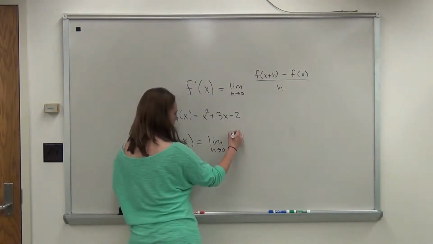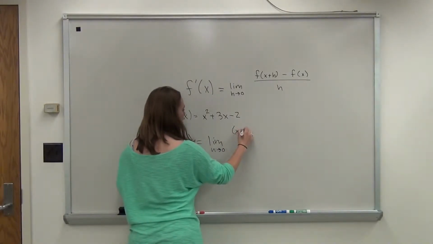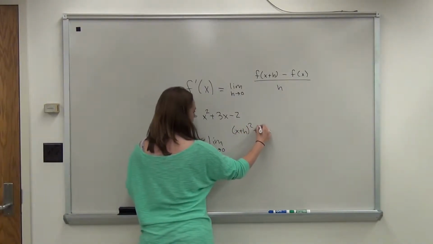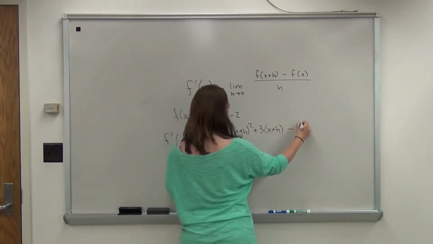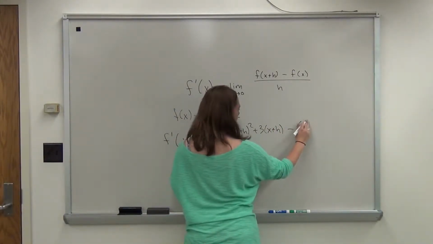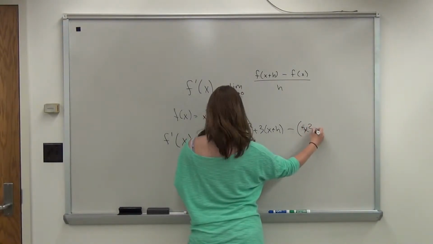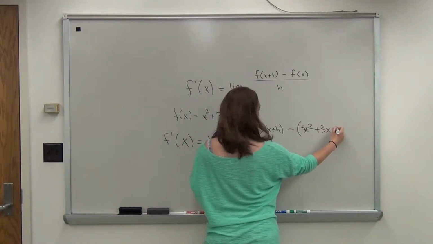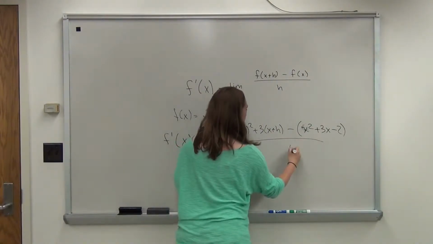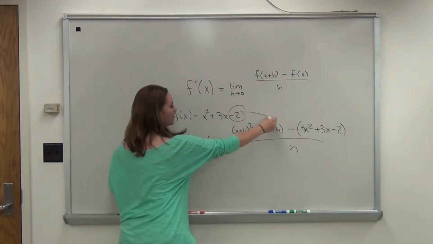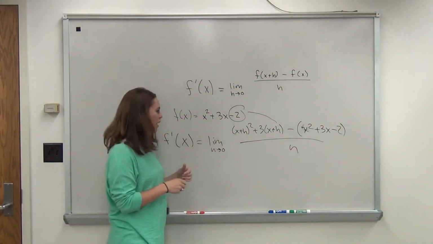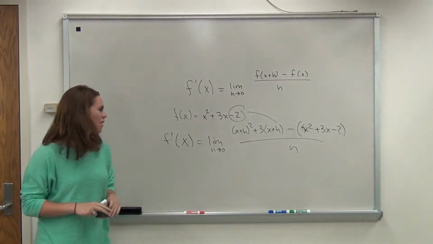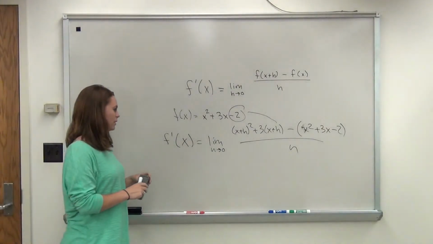you might write that this is (x plus h) squared plus 3 times (x plus h), and then skip right ahead to the minus (x squared plus 3x minus 2), and then divide by h. So you've forgotten this whole negative 2 term that needs to be in here. So that just comes from moving too fast, and I know you don't have a lot of time on the exams, but this is something that's very important.